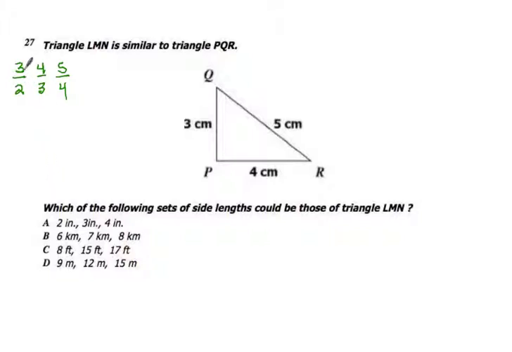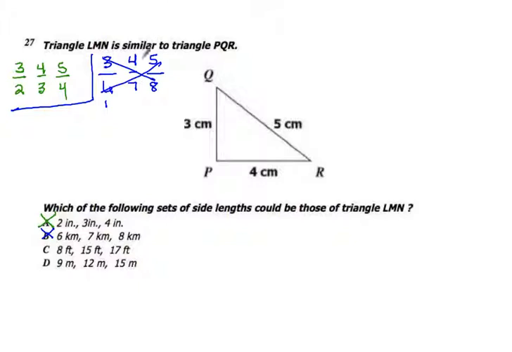That's definitely not going to work. 3 halves, 4 thirds, 5 fourths. Those are not the same, so A doesn't work. All right, moving on up to B. Start with 3, 4, 5. 6, 7, 8. That reduces, oh, whoa. 1 half, 4 sevenths, 5 eighths. Well, that's not working either.